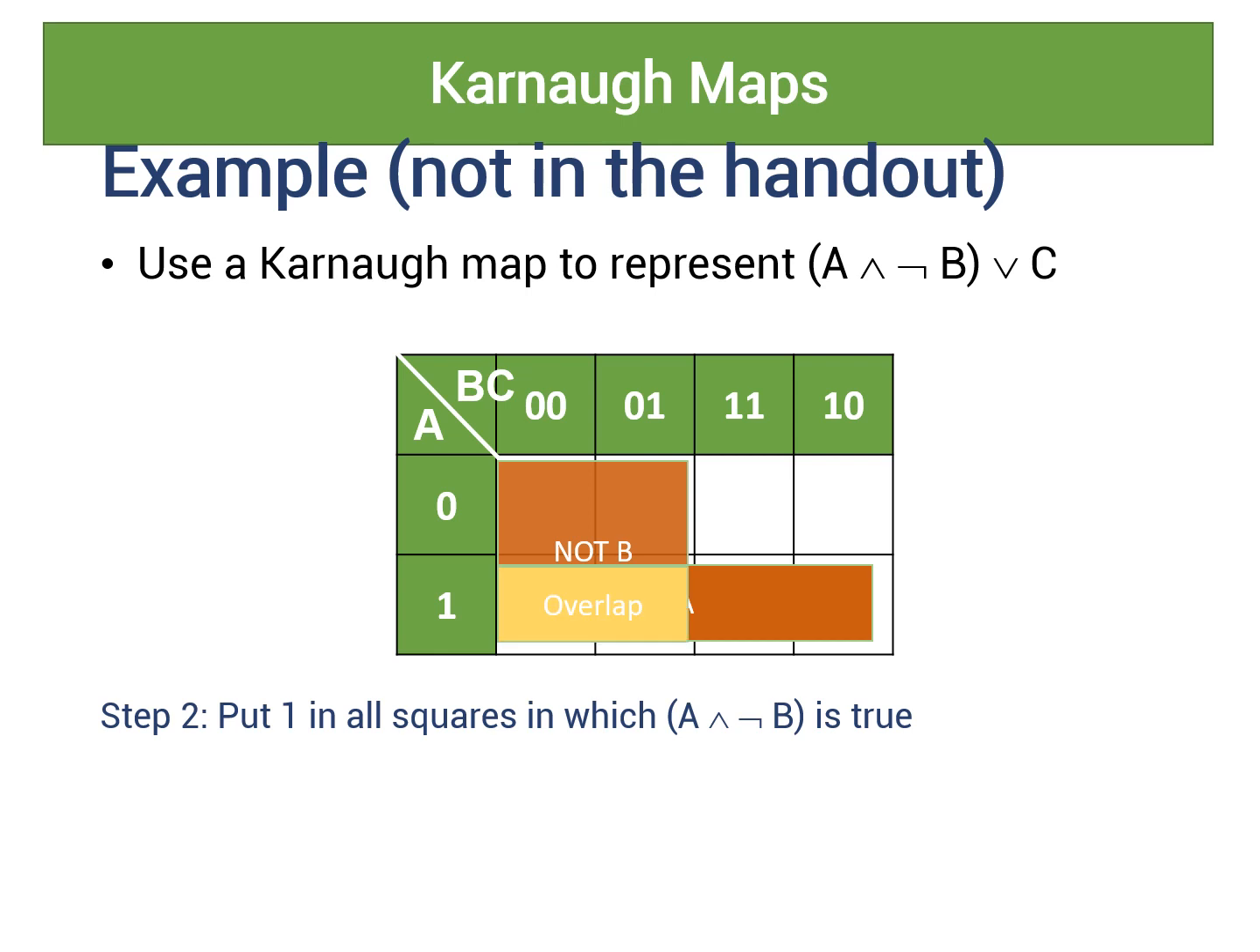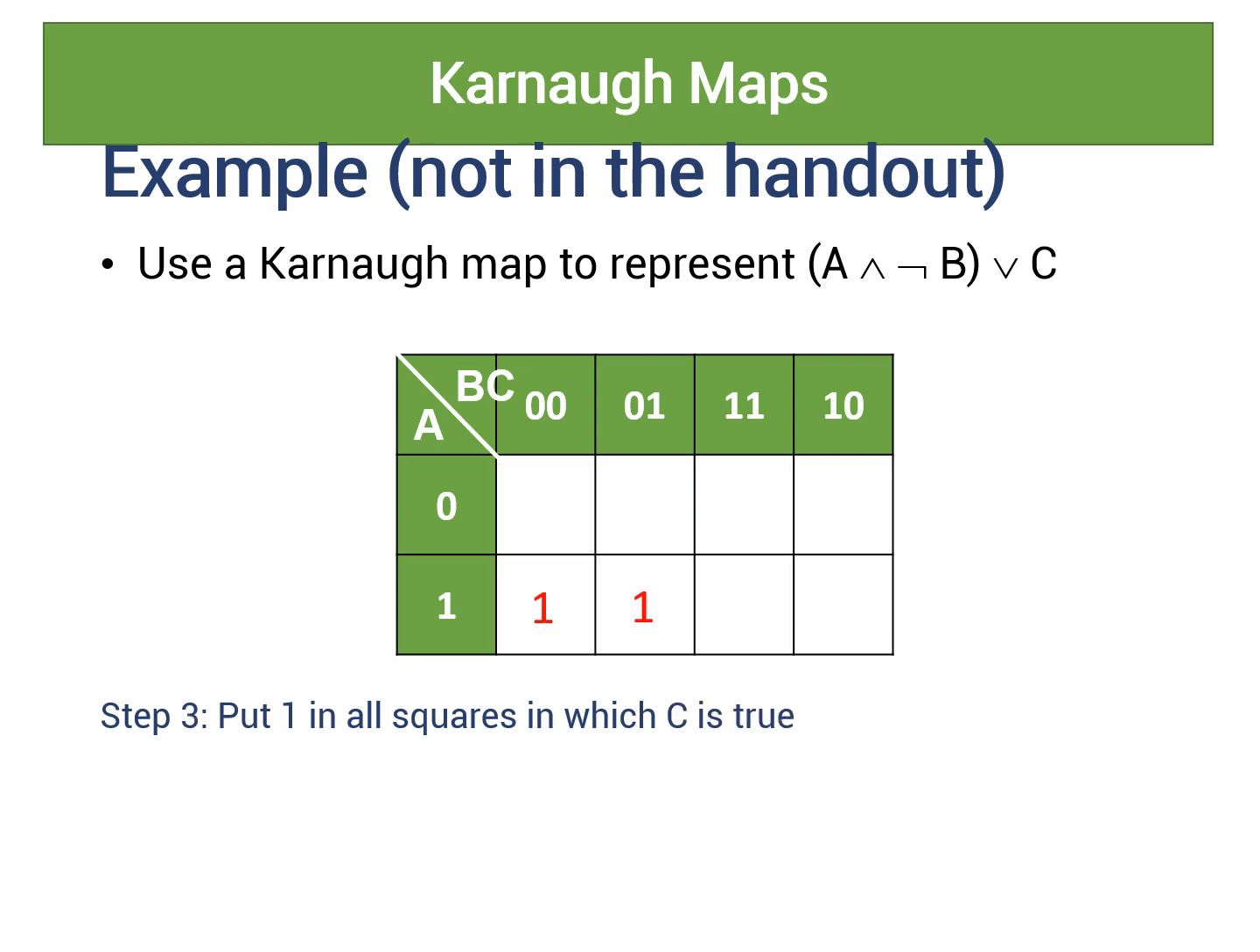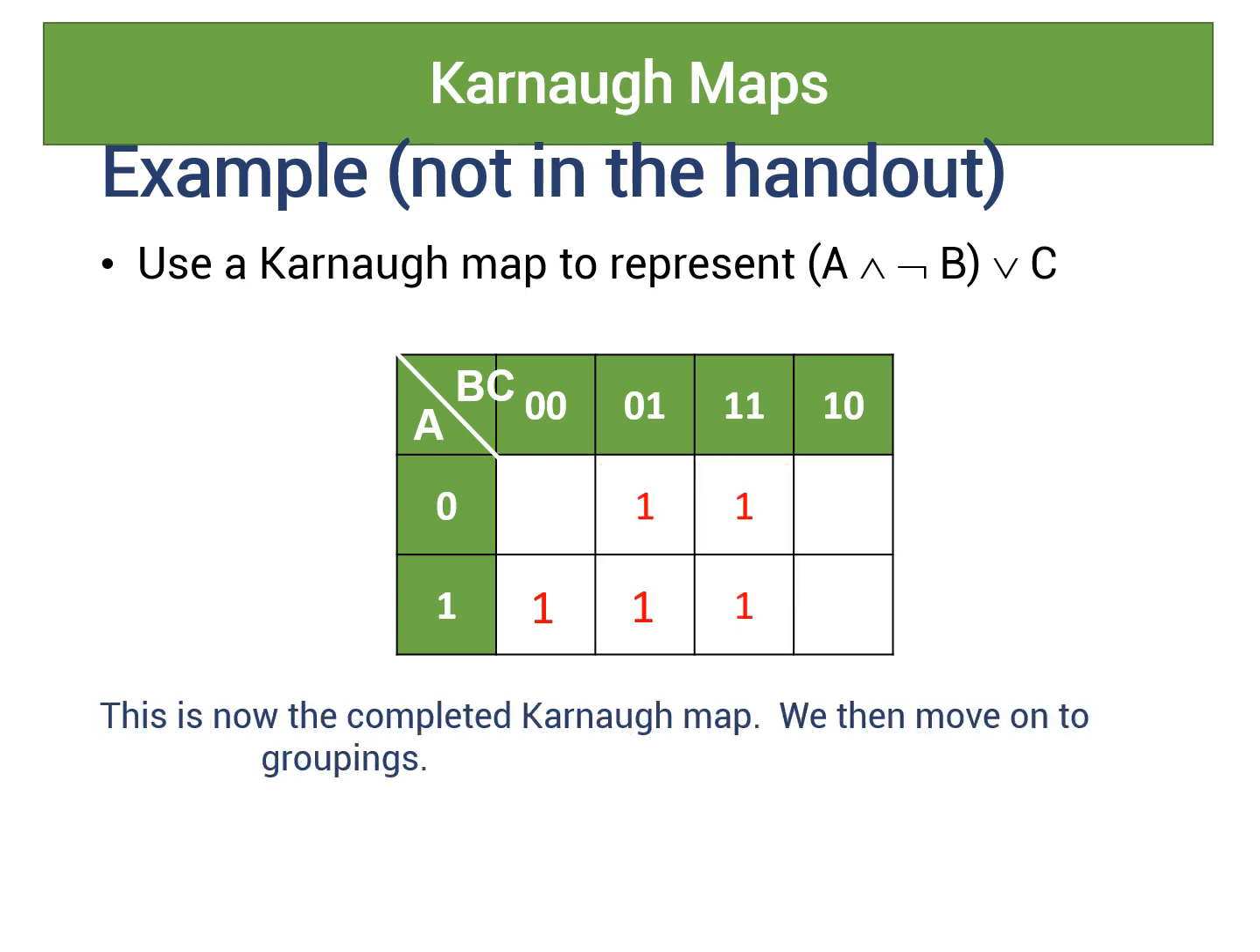So you can see our overlap is here. That is a 1 in all the squares where A and not B are true. So you can see I've actually put a 1 in those different columns. But we also know this is going to be or C, so whenever C is true, I can just write a 1 in the squares highlighted in orange. Here's our Karnaugh map. And we can now move on to the simplification of the expression, looking at our groupings.